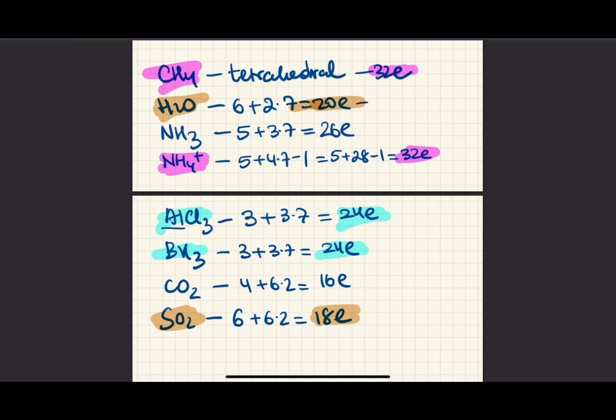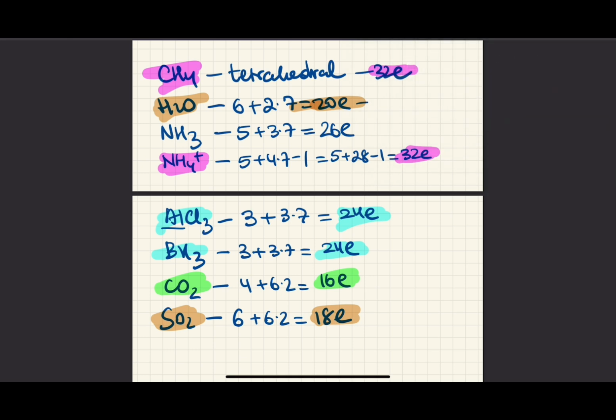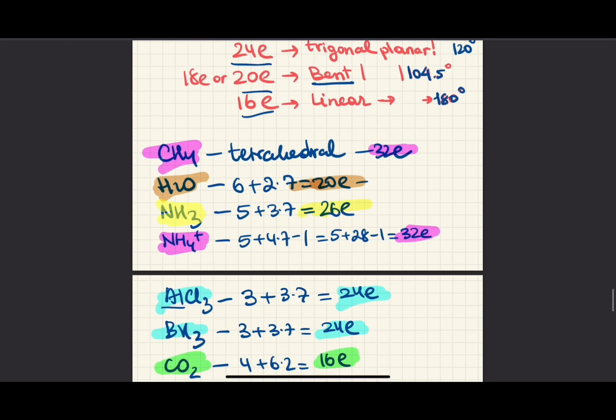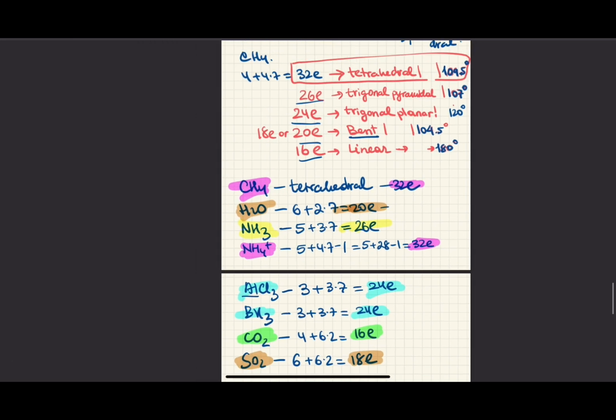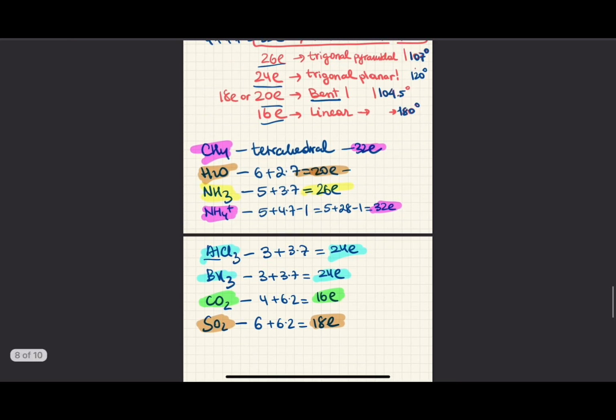In here we have 16 electron for linear. And then I have in here 26 electron for trigonal pyramidal. Now, all you need to do is, if you're looking for the same shapes, calculate the number of electrons, and if they have the same number of electrons, that means they have the same shape.